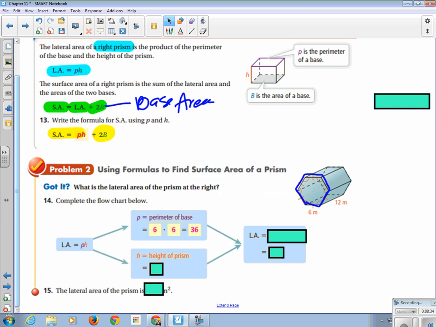The height of the prism, this is where it gets crazy. So this prism is on its side. The height of the prism is the distance between its 2 uniform bases. Because it's on its side, the height is horizontal, so don't get confused. It is 12 for a height. So the lateral area is 36 times 12, or 432. The lateral area of the prism is 432 meters squared.